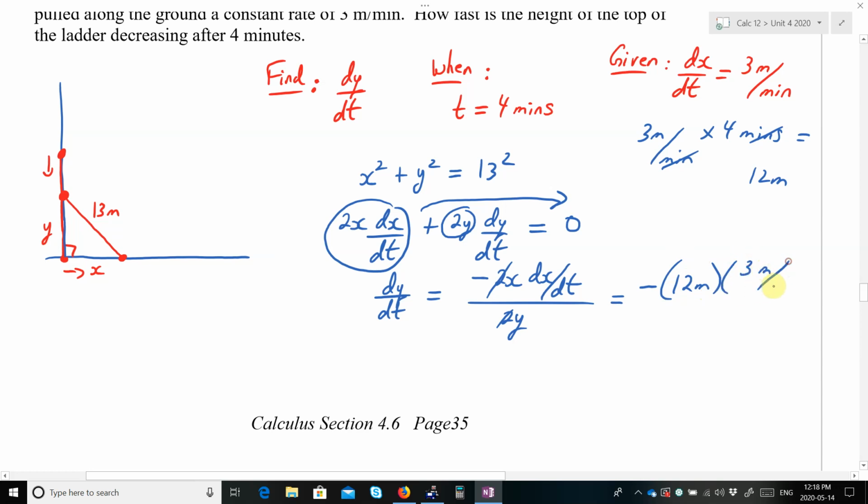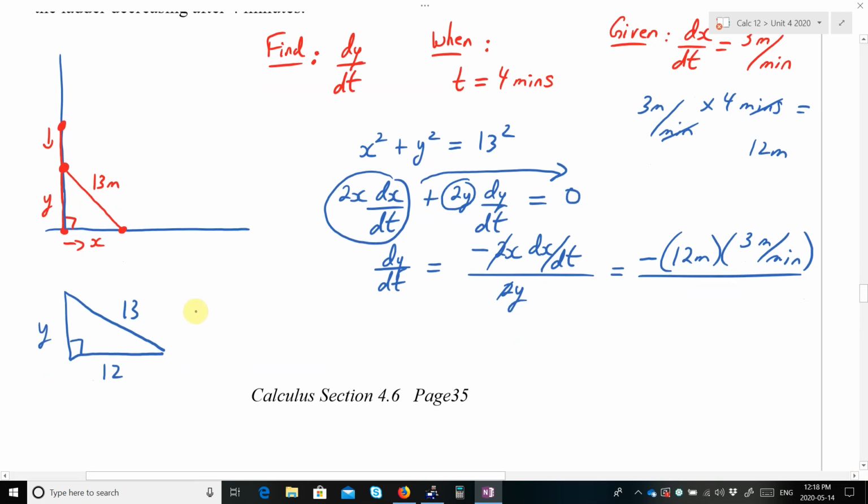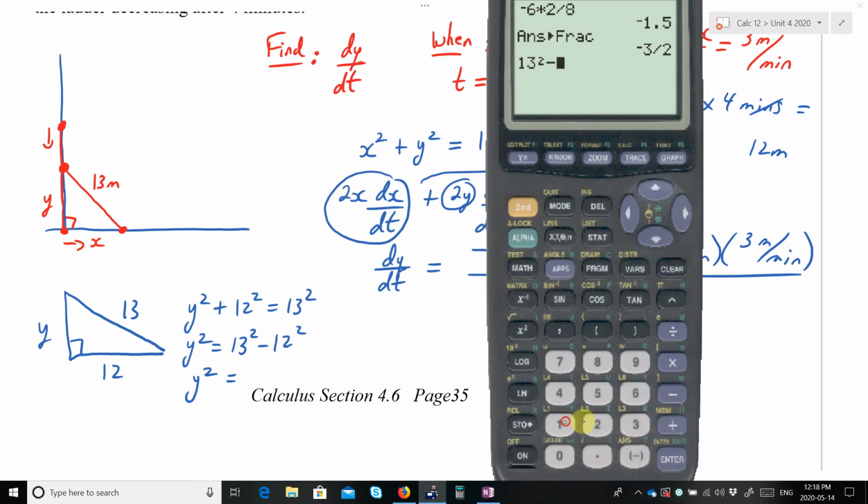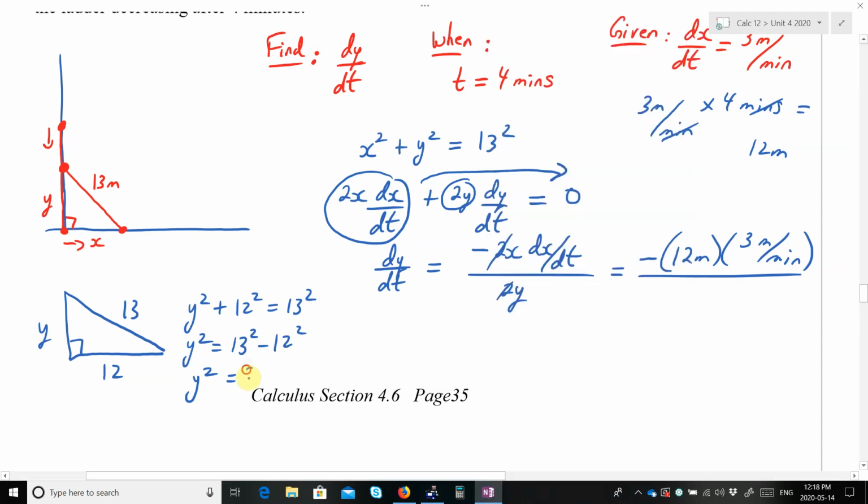dx dt is 3 meters per minute divided by what's y. So now we have a triangle where this is 13. We know the x is 12, so then what's the y? And we can do Pythagoras to get y. y squared plus 12 squared equals 13 squared. So y squared equals 13 squared minus 12 squared, which is 25.